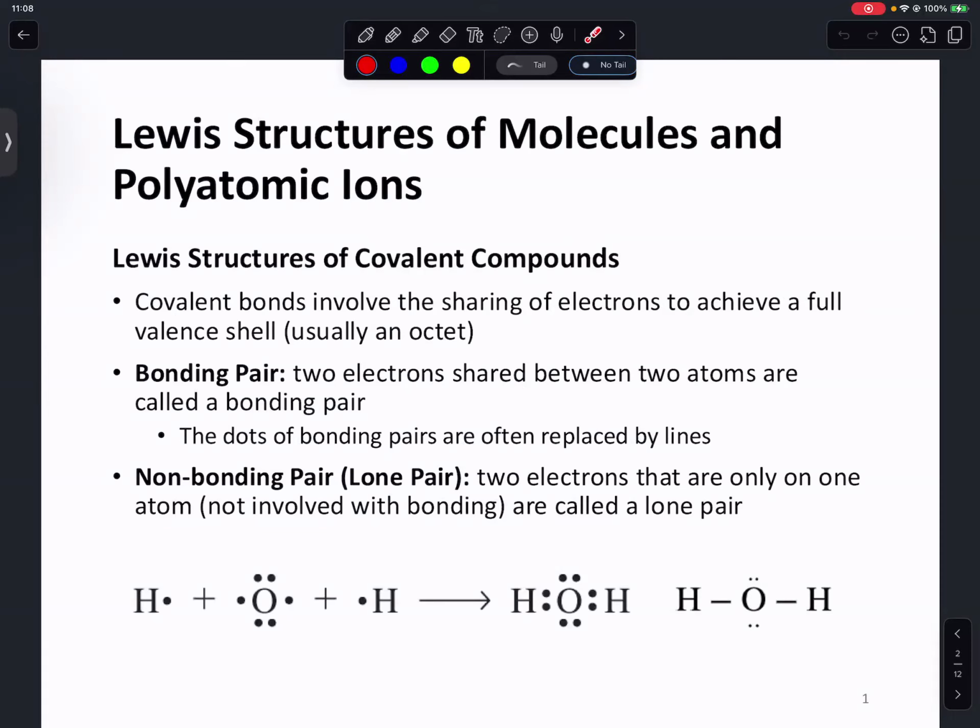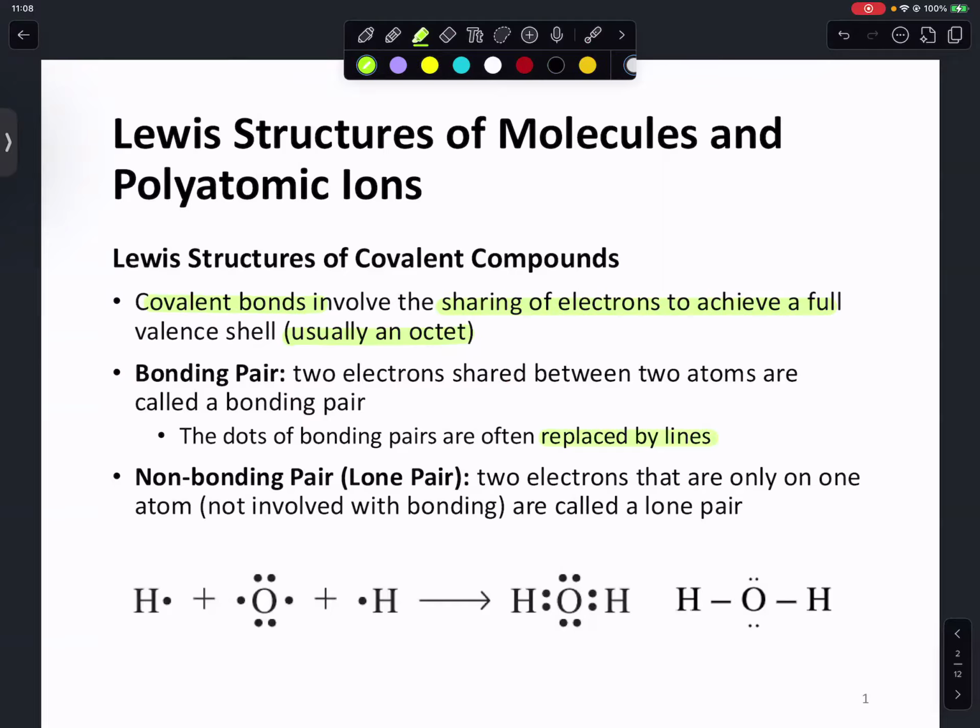First of all, as a reminder, covalent bonds involve the sharing rather than fully transferring of electrons, as in ionic compounds, to achieve an octet. Now, before we start, we need to go over some terminology. First, let's start with the bonding pair. A bonding pair consists of two electrons shared between two atoms. Usually the bonding pairs are represented by lines.